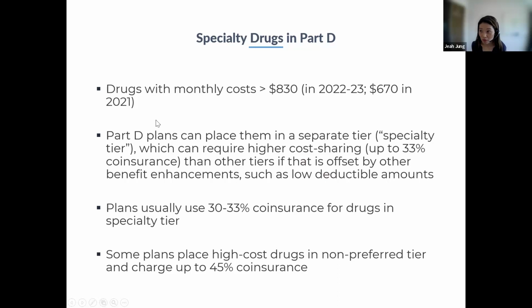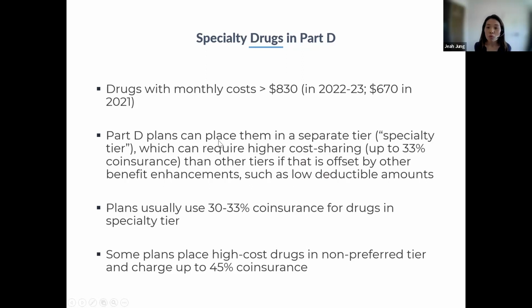Before that, it was only $600, I think. Right. So as long as your monthly cost is greater than $830, you can designate these drugs as specialty drugs. If they are specialty drugs, you can place them in a specialty tier. Specialty tier is where specialty drugs are placed, right?